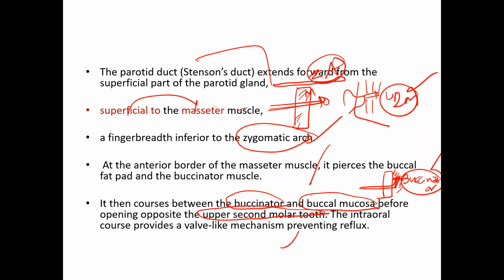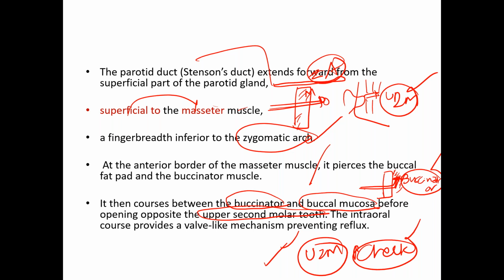Upper second molar. As you have seen, the buccinator forms the cheek. So in front of the upper second molar, it opens. The intraoral course of the duct acts like a valve and prevents the reflux. So how is the reflux of the parotid gland duct prevented? By the intraoral course.